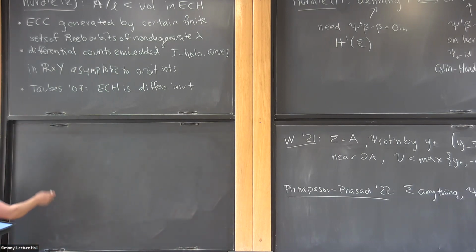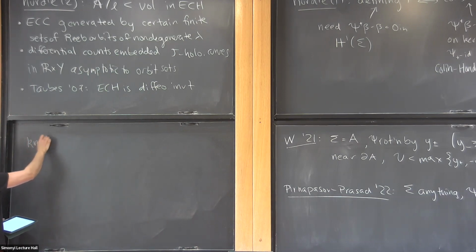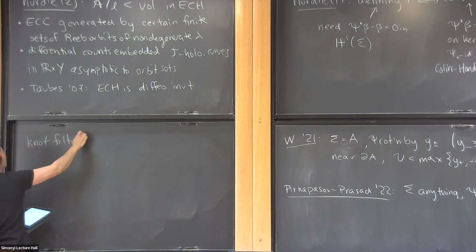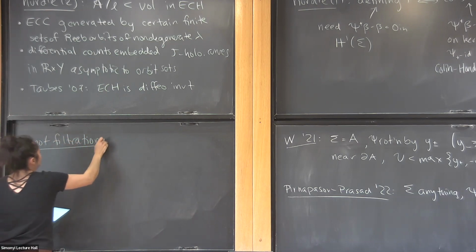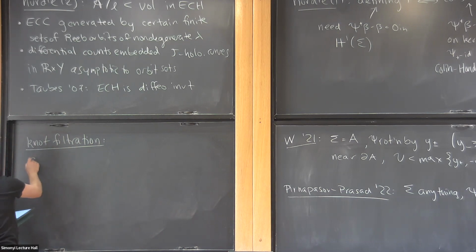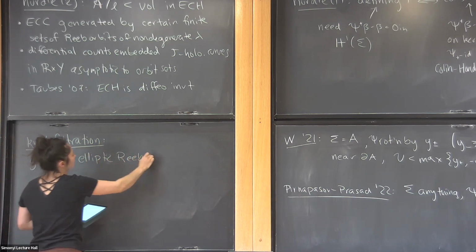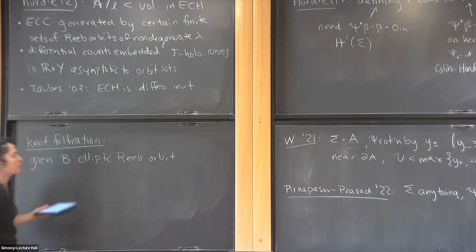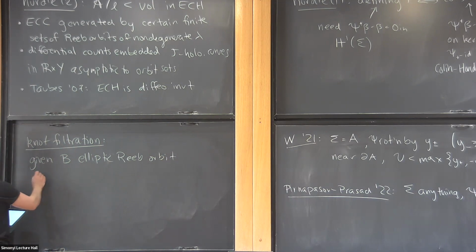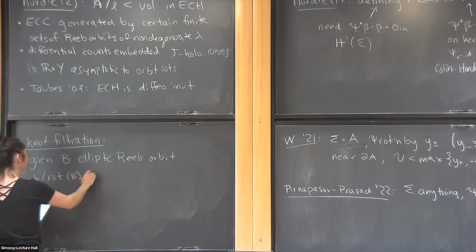So on top of all this, I'm going to put a filtration on the chain complex. So the knot filtration: given B, which is an elliptic Reeb orbit, and you might be remembering that I'm using a capital B here, and I used one for the binding earlier, so this is probably going to be the binding of an open book. And it has a rotation number, which is irrational.